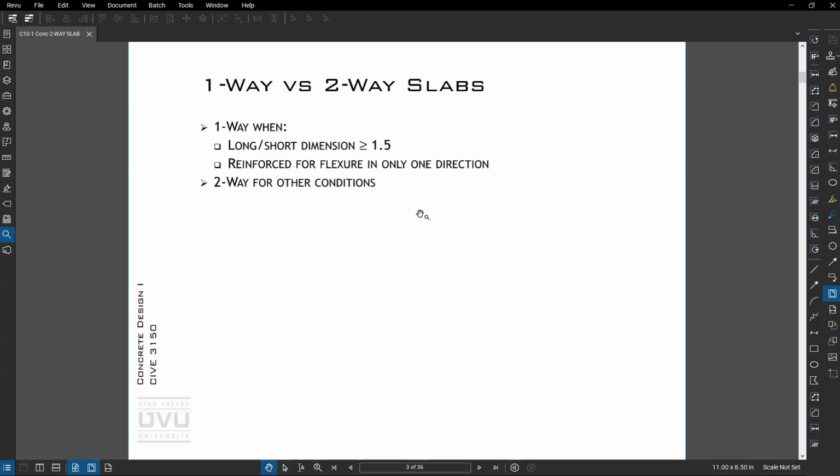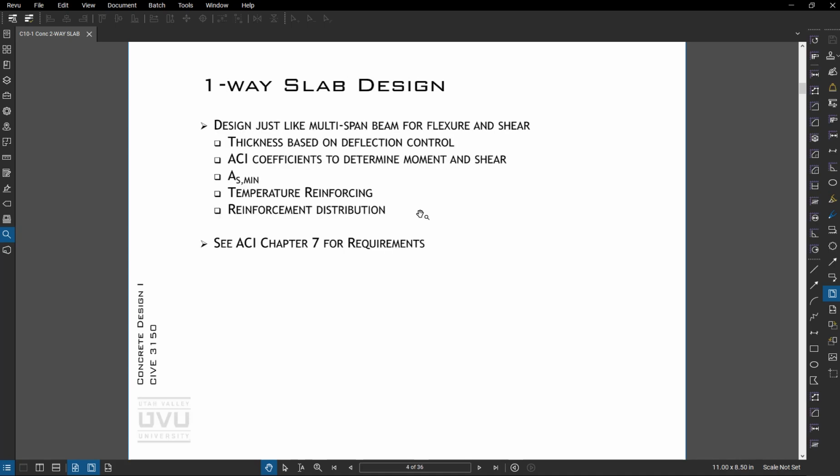Alright, so one-way versus two-way slabs, kind of a definition. I'll let you dive into that. One-way slab design is basically like beams. The bending design is done just like a beam. Shear design would be one-way shear. Chapter 7 in the current ACI would cover that for you.